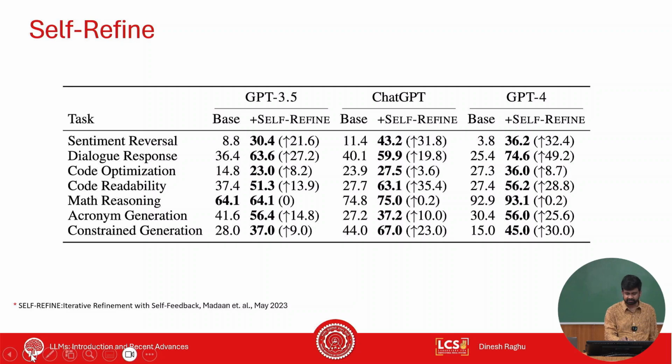So if you see one of the math reasoning tasks, it's done. It's not improving. But the good thing is, it's not losing out, right? So this is really important. And there are incredible jumps in certain metrics for dialogue response generation and code optimization, right?